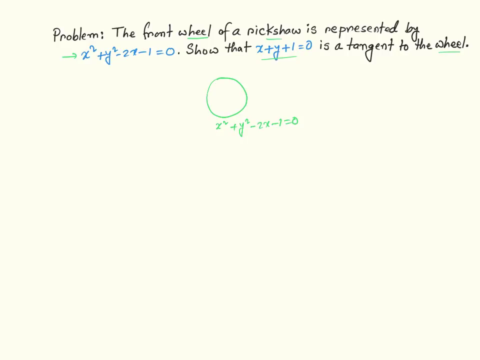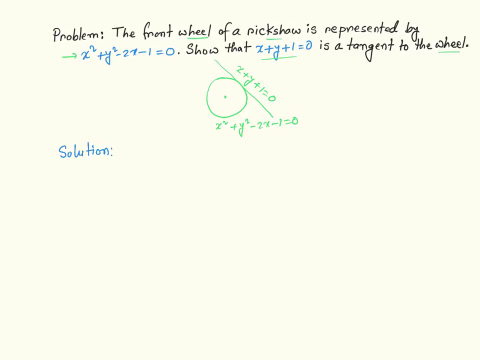Here is a sketch of the problem. So this is the wheel of the rickshaw, and it's represented by x square plus y square minus 2x minus 1 is equal to 0. Now, this line, which is x plus y is equal to 1, is probably going to be like this. So that's my x plus y plus 1 is equal to 0. So we need to show that this straight line is going to be tangent to this wheel, that means to this circle.